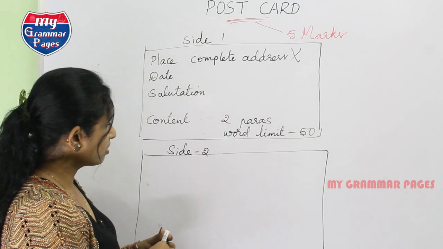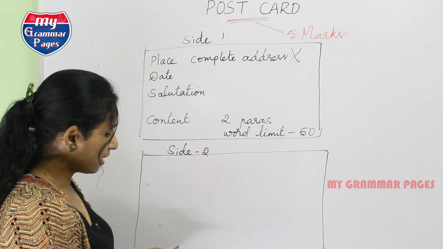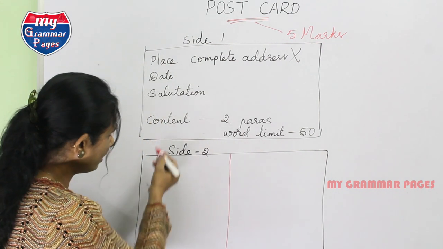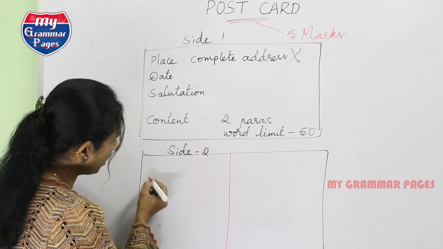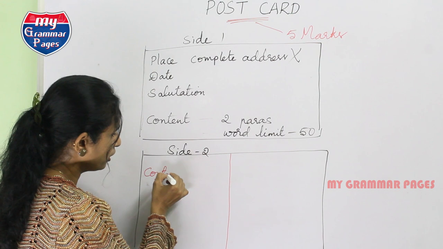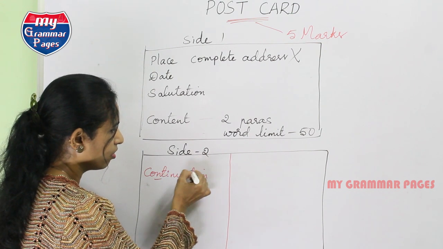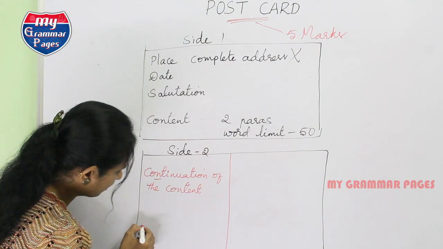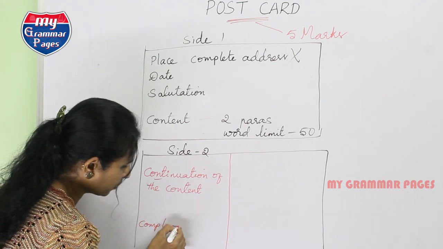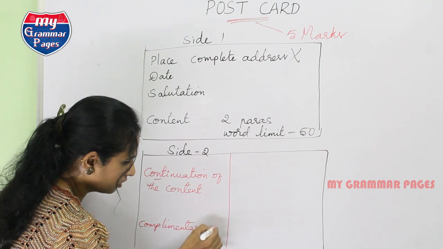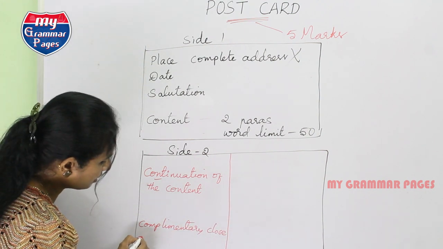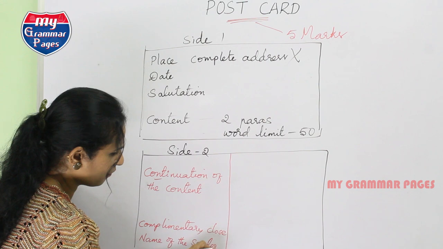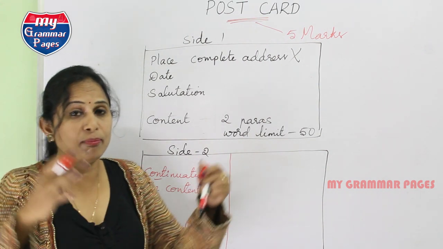So now coming to the second side of the postcard. This second side of the postcard is divided into 2 squares. And here in the first square, you are going to write the continuation of the content. And next, after that, you are going to have the complimentary clause as well as the name of the sender. This is the easy way of writing the postcard where you don't have many things to remember.